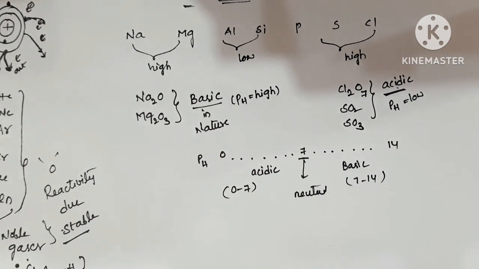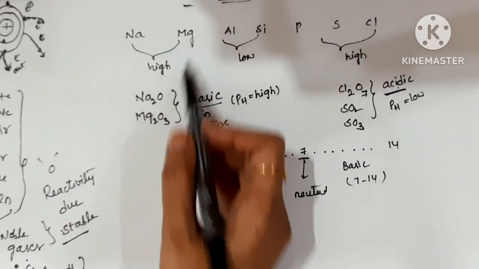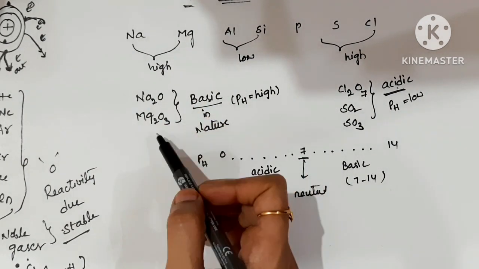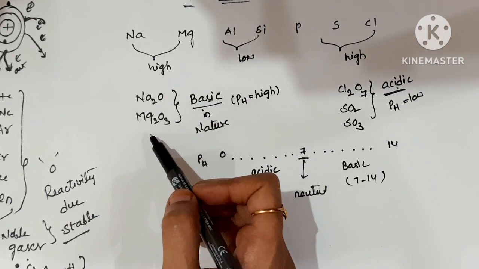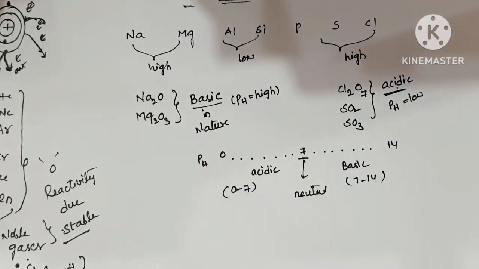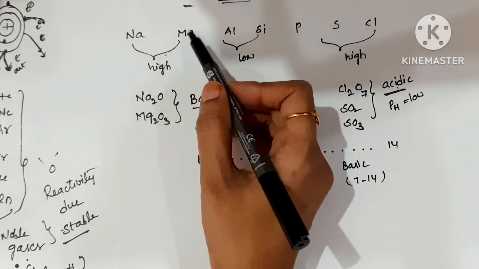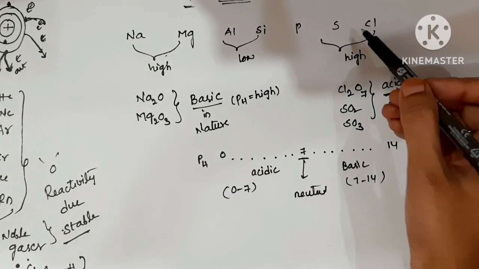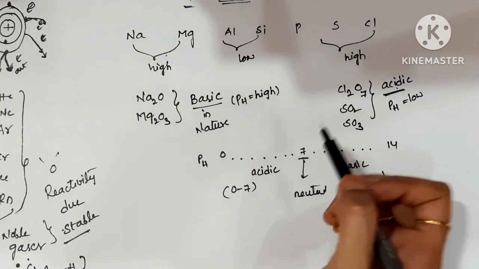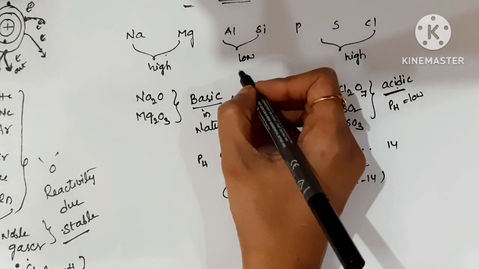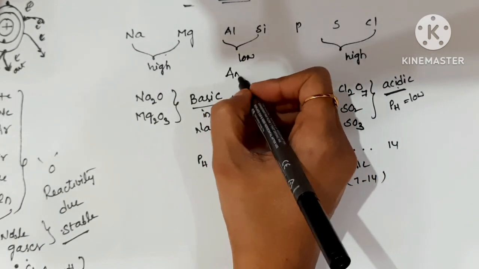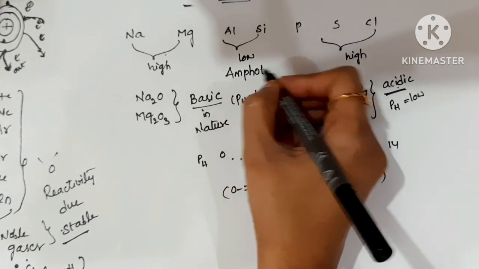We all know that. So oxides of these elements are basic in nature. I am explaining reactivity nature. Reactivity nature is best shown by formation of oxides, right? So oxides of these elements are basic in nature, oxides of these elements are acidic in nature, and at the center, oxides of these elements are amphoteric in nature.